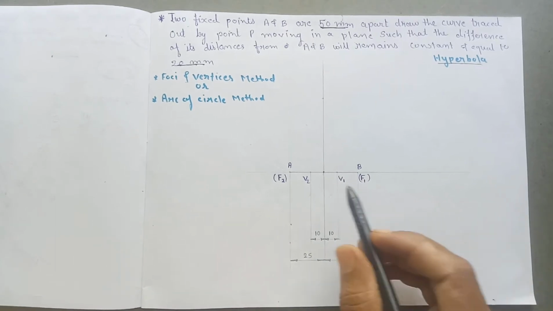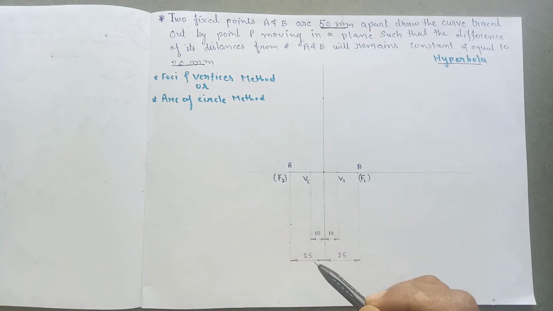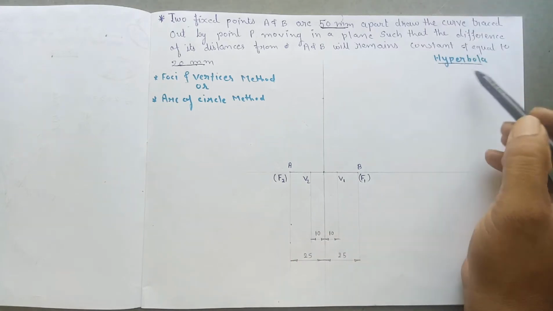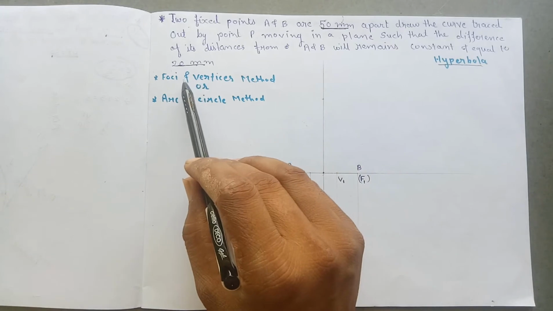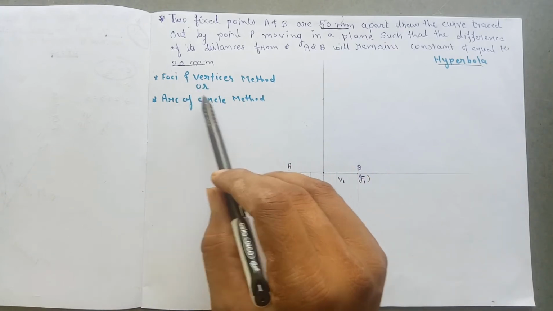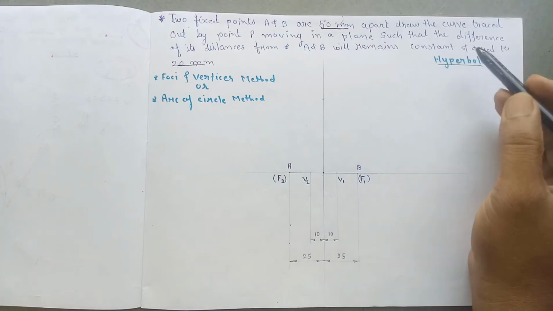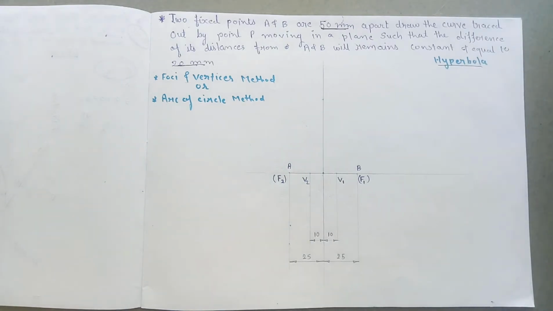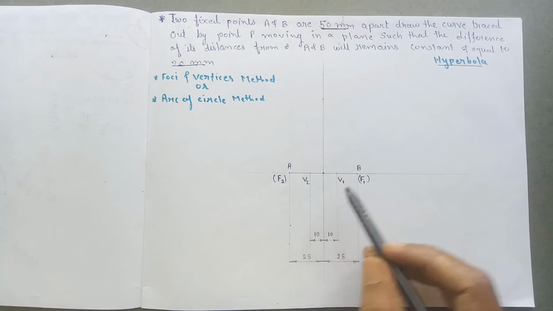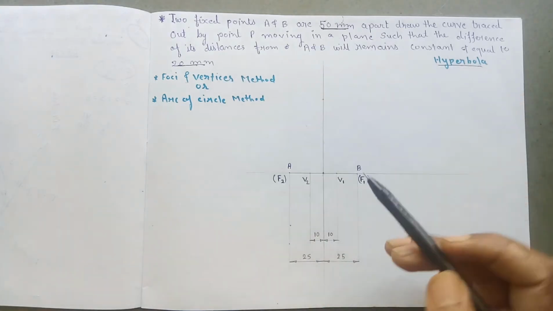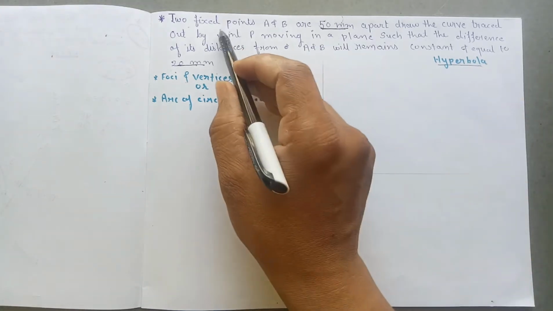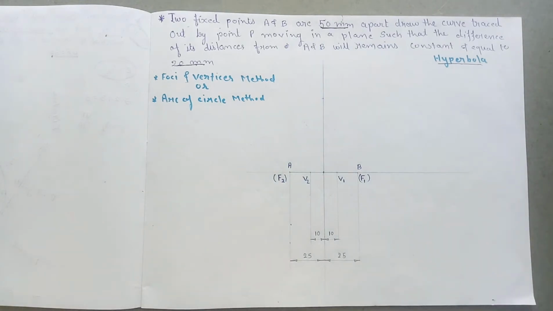So now after marking the vertex points and focus points, let us say that the name of this method will be foci and vertices method, or we can also say that this is the arc of the circle method to draw the hyperbola. So after marking vertex points at the given difference and focus points, which are the fixed points, let's do the next step.